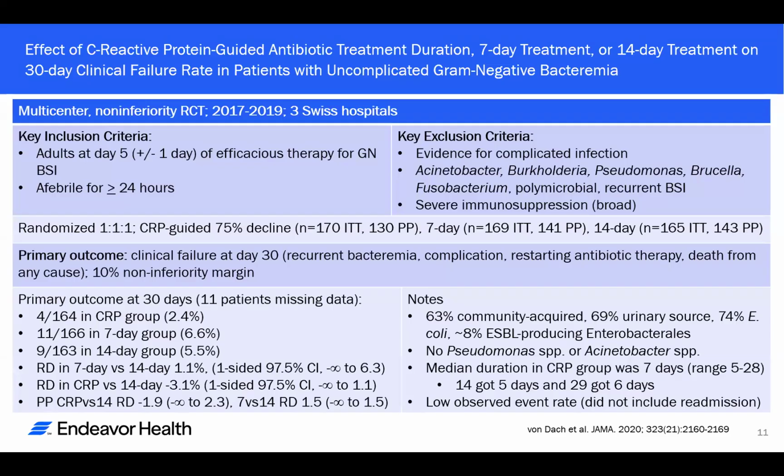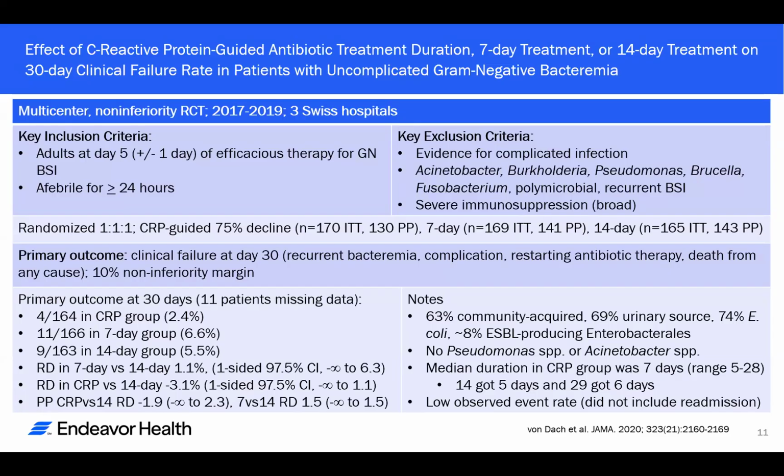So very similar criteria. These patients had to be at day 5 plus or minus 1 day with efficacious therapy, also afebrile greater than 24 hours, with no complicated infections. They had a few other pathogens they excluded as difficult to treat, and had a very similar broad category for the immunosuppressed patients. Patients were randomized 1-to-1-to-1 into the groups, and the primary outcome was clinical failure at day 30, which included recurrent bacteremia, a distant complication, restarting antibiotic therapy, or death from any cause. They also used a 10% non-inferiority margin. And in both the intention to treat and per protocol analyses, they saw non-inferiority with 7 versus 14 days.